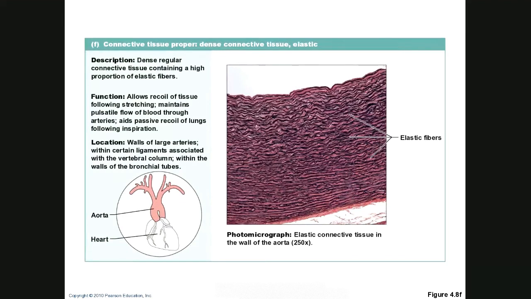Elastic, dense connective tissue elastic. The example here, you've got a lot of elastic fibers throughout it. These are elastic fibers. Your aorta, every time your heart beats, the aorta is stretched tremendously and it pops back into place, and that recoil keeps your blood pressure up to normal.